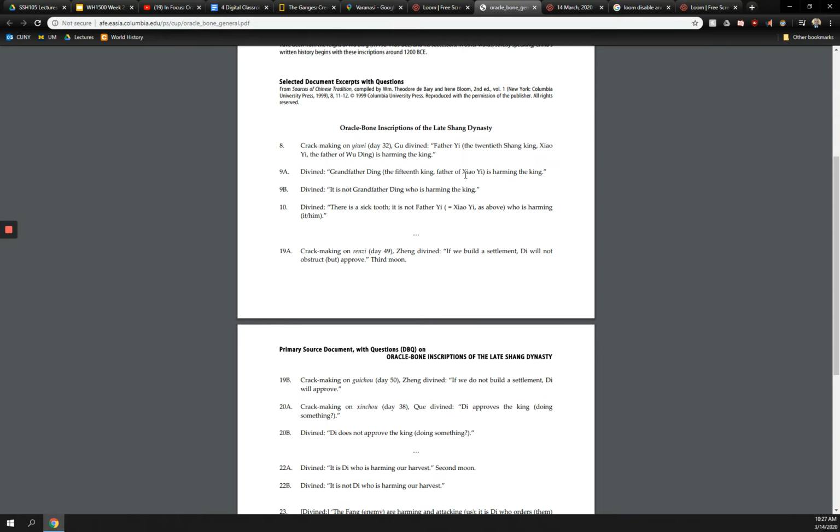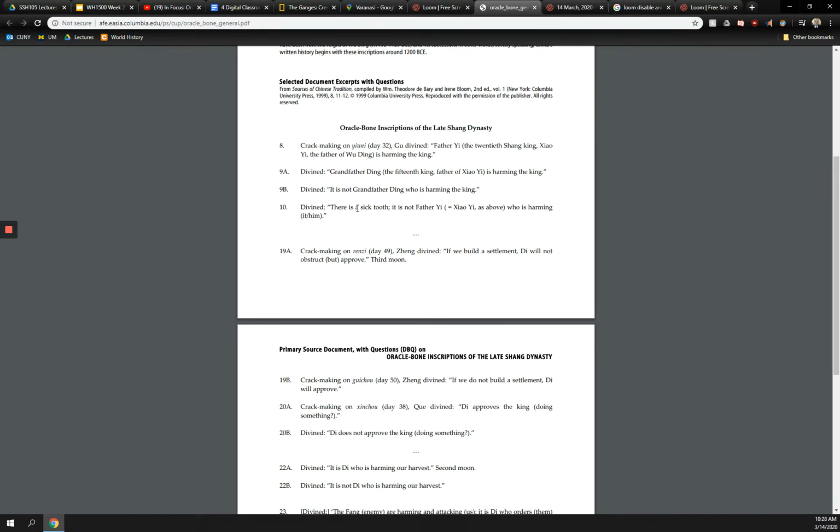So the first one is that Father Yi, the 20th Shang King, Xiao Yi, the father of Wu Ding, is harming the king. So this person divines that this former king, it looks like, is harming the new king, is taking some evil actions against him. And then another person found that grandfather Ding is harming the king. But then someone else found that it is not grandfather Ding who is harming the king. So we have some contrary prophecies here in 9A and B.